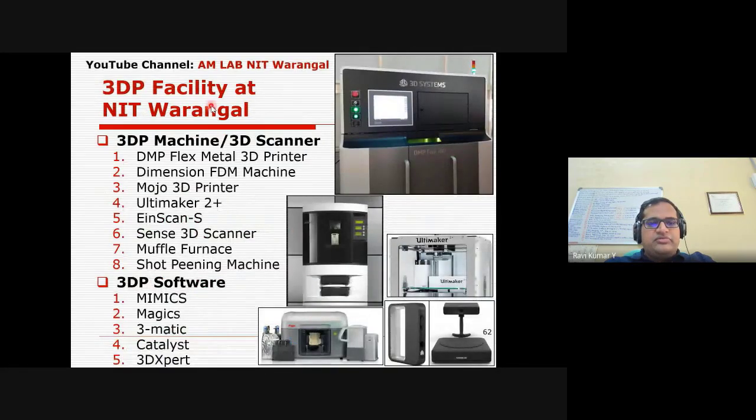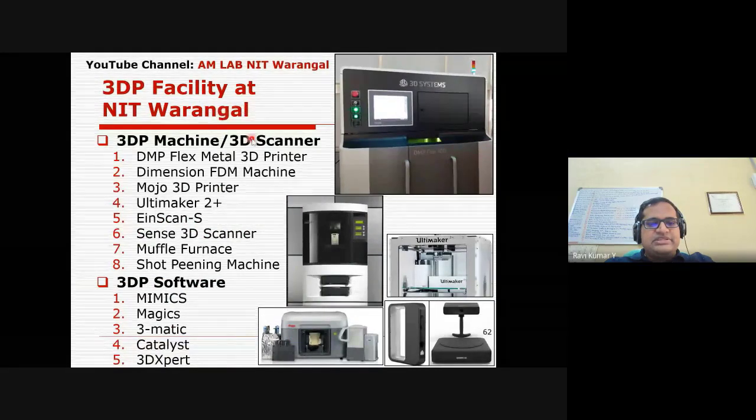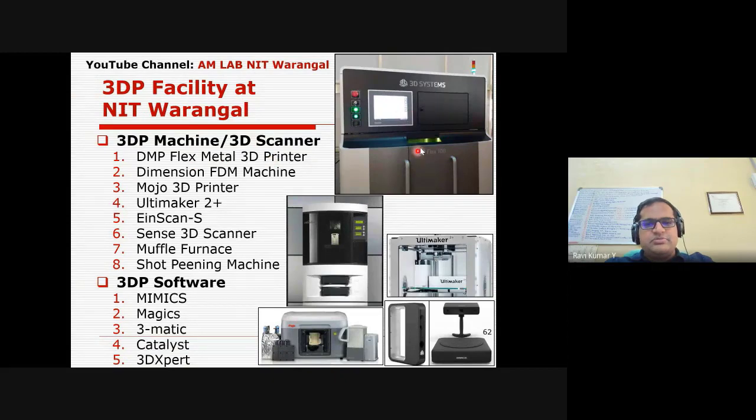And we have 3D printing facilities at NIT Warangal. We have a metal 3D printing facility, a 3D Systems DMP Flex model. We have a couple of Stratasys USA-made Dimension Series FDM machines and a Mojo FDM machine. We also have desktop printers, an Ultimaker 2 Plus, and scanners, and we have a muffle furnace for the post-processing of metal 3D printed parts.